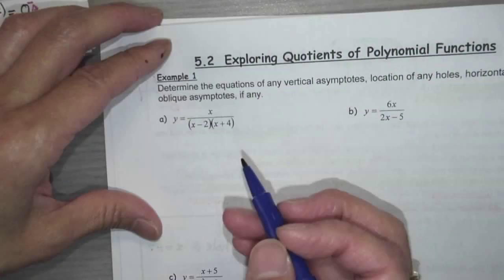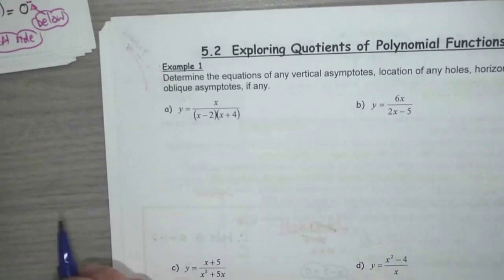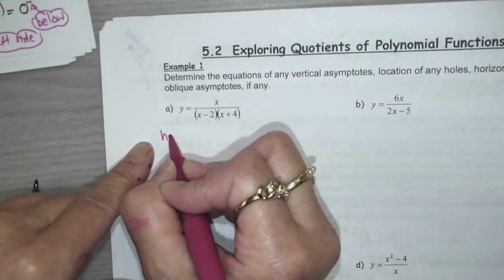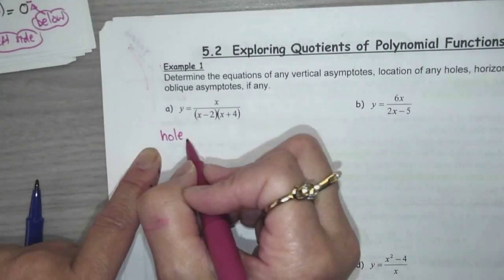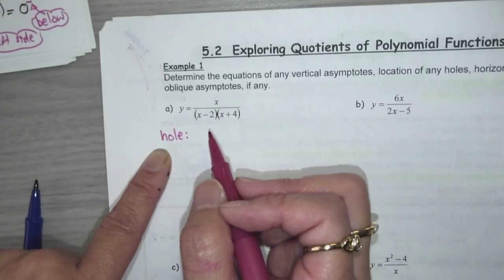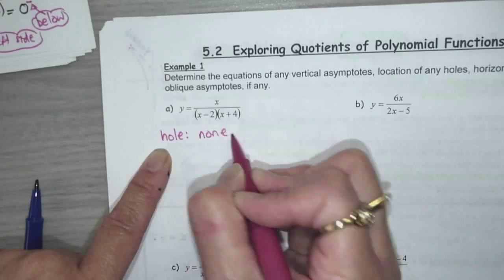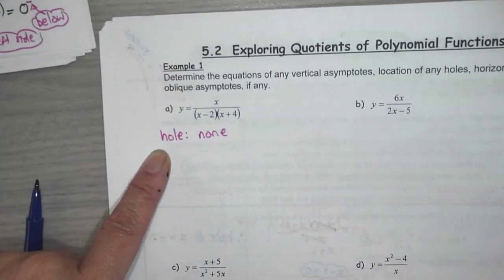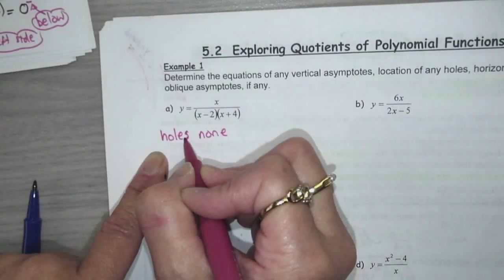So first thing we're going to do is find holes. I know it says holes second, but I like to find my holes first. So holes, right? Can I factor something from top and bottom and cancel? No, so none. I have no holes.